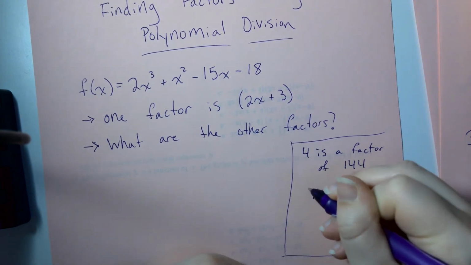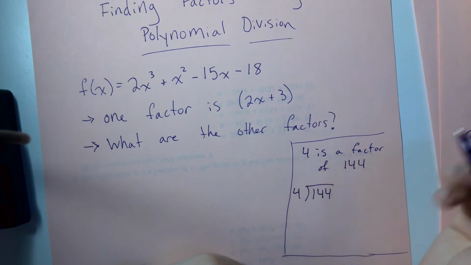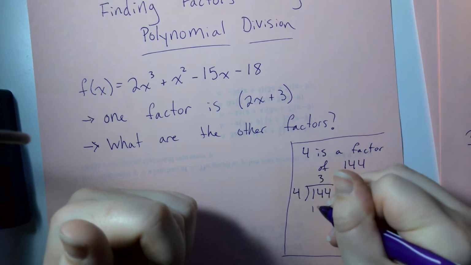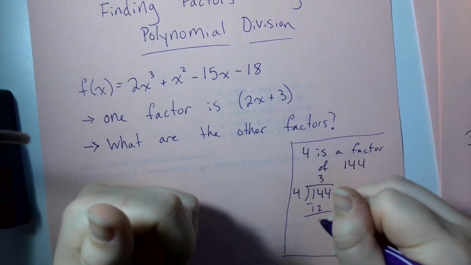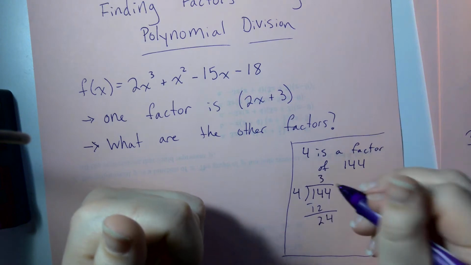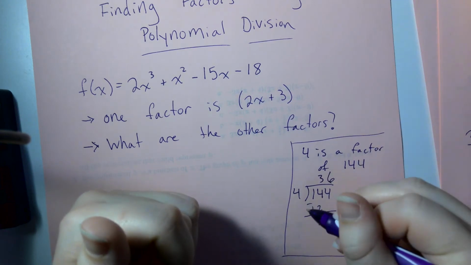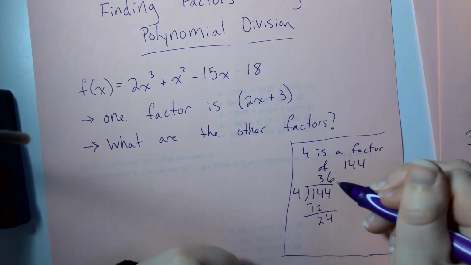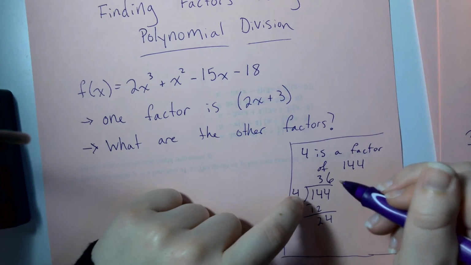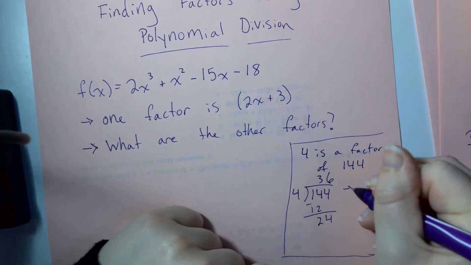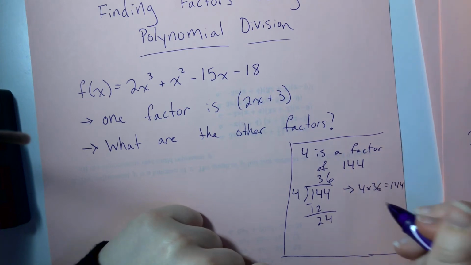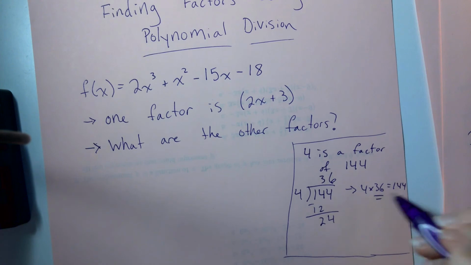So take 144 divided by 4, and we can long divide it. 4 goes into 14 3 times. That's 12, we get 2, and then pull down the 4, and 4 times 6 is 24. So our answer is 36. So 144 divided by 4 is 36, which means that 4 times 36 equals 144. So 36 is our other factor that would go with 4 to get 144. It's the same idea here.